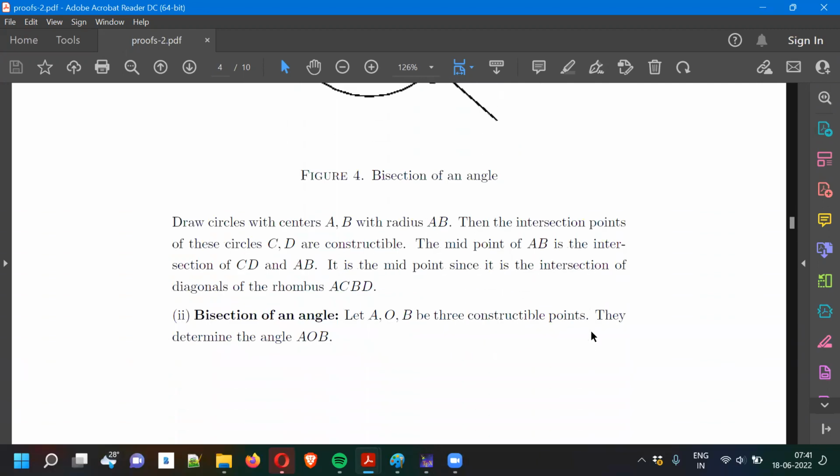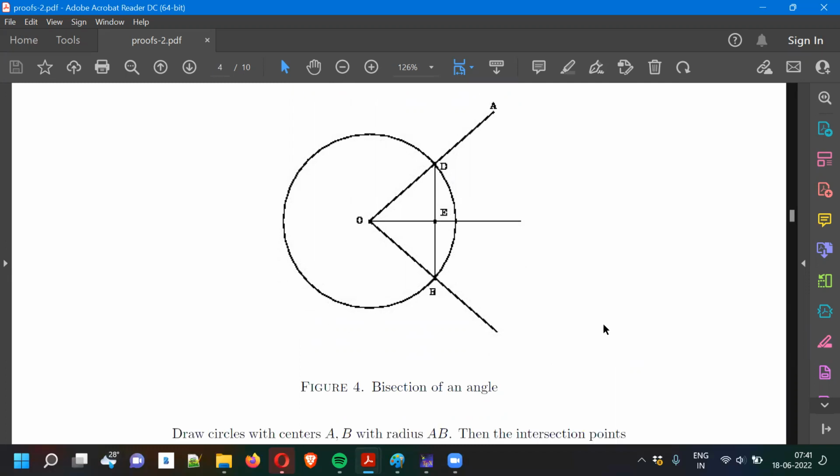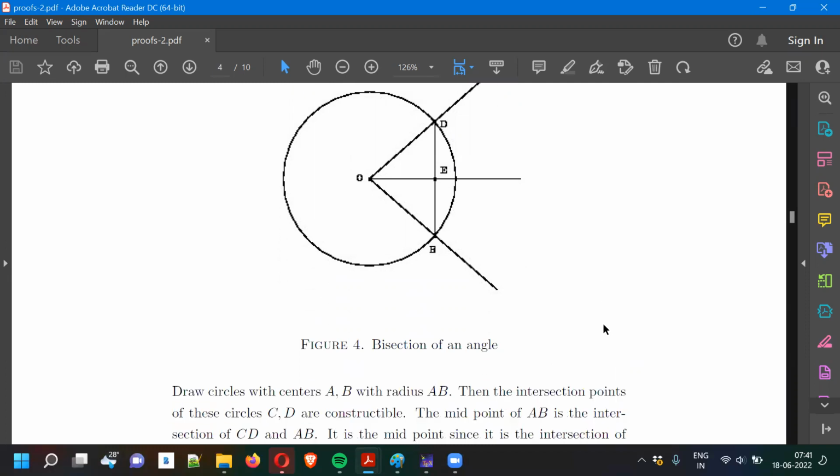Then the next one, bisection of an angle. Given an angle, how will you bisect the angle? Now the construction there looks like this, the final diagram. Once again, just go through this. You have done this in school, very easy. So just read this and revise. You have done this already, so I just want you to revise.